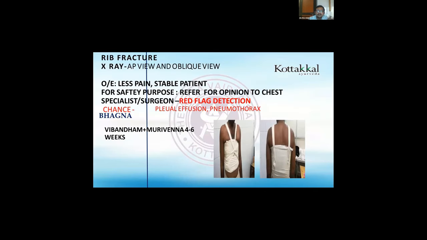So coming to the rib fracture, here we have to send for AP and oblique view. The patient usually falls onto a harder object like a table, or usually the fishermen, when they fall from the boat, get rib fractures. In such cases, what are the important things to be noted? When there is less pain and a stable patient and no major fractures are seen, still we have to get an opinion for what? There are chances for pleural effusion or pneumothorax. That we have to first rule out.